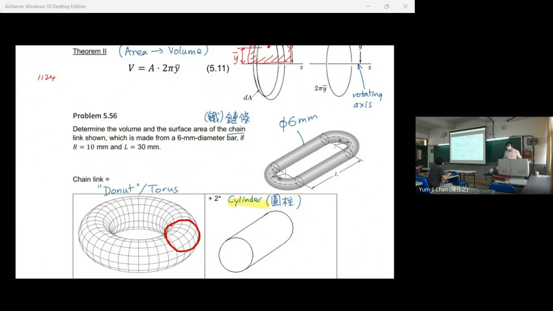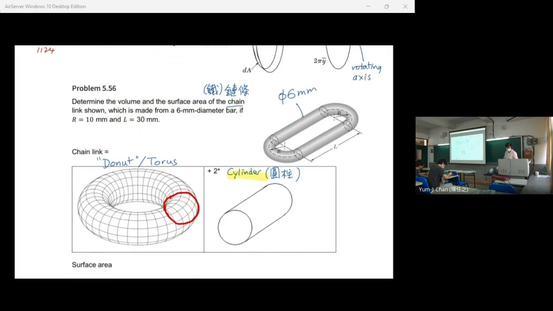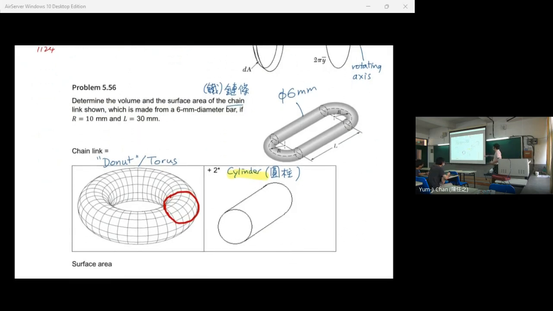So in this case, this chain link is equal to one donut shape, but in mathematics we call it a torus. So it's equal to one torus plus two cylinders. Cylinder, 圆柱.